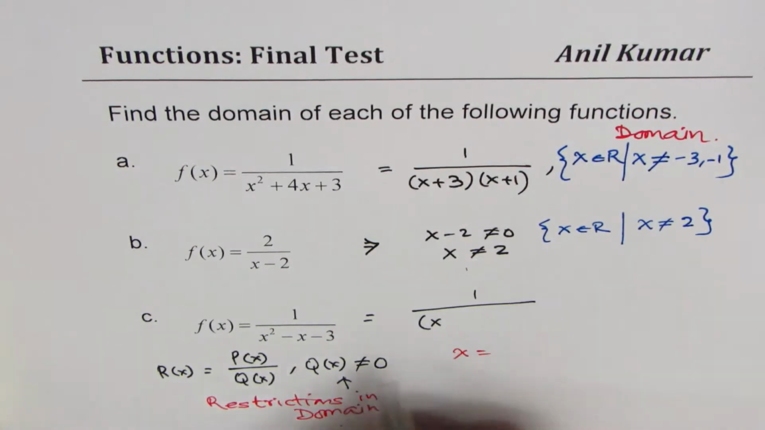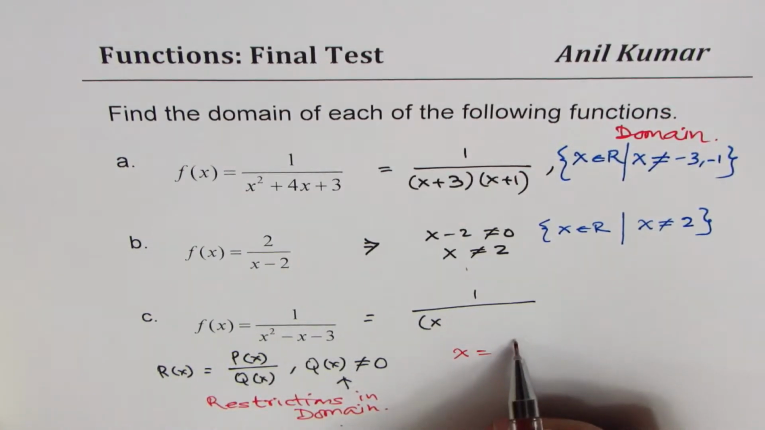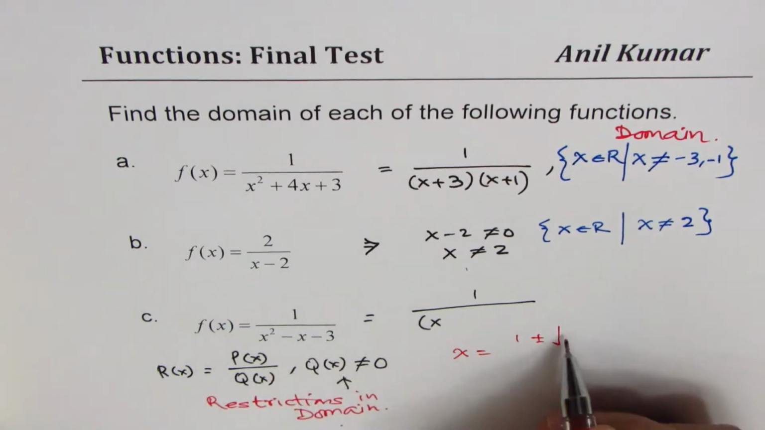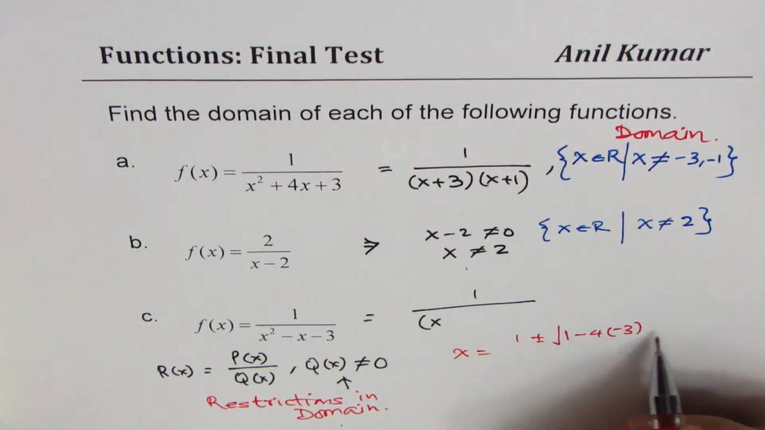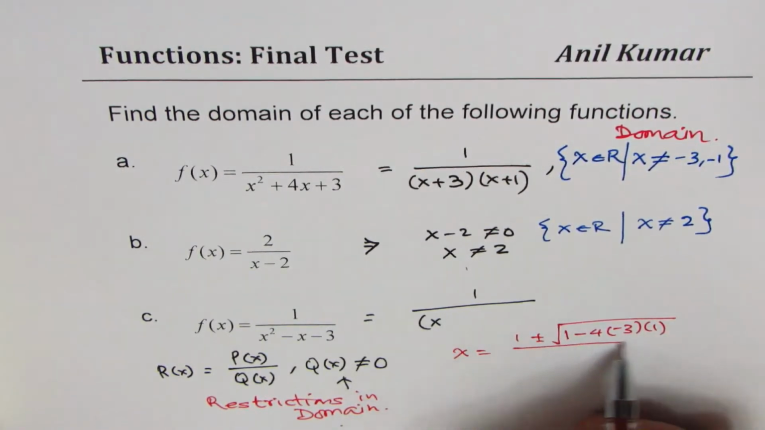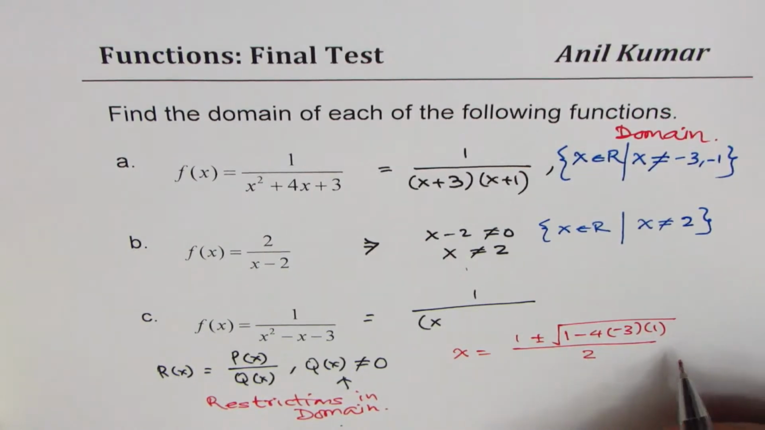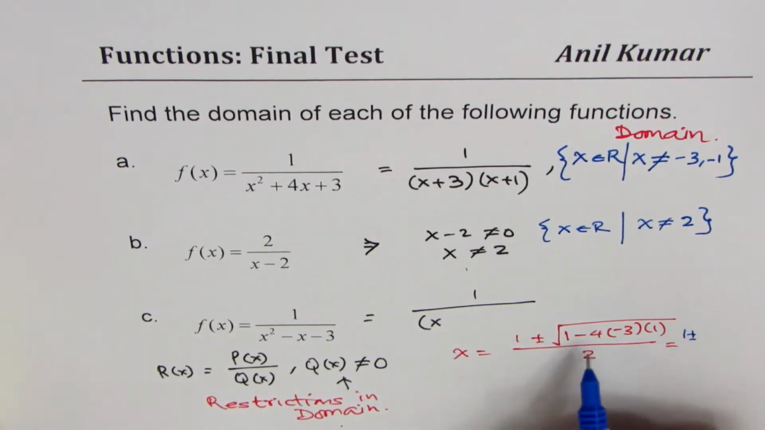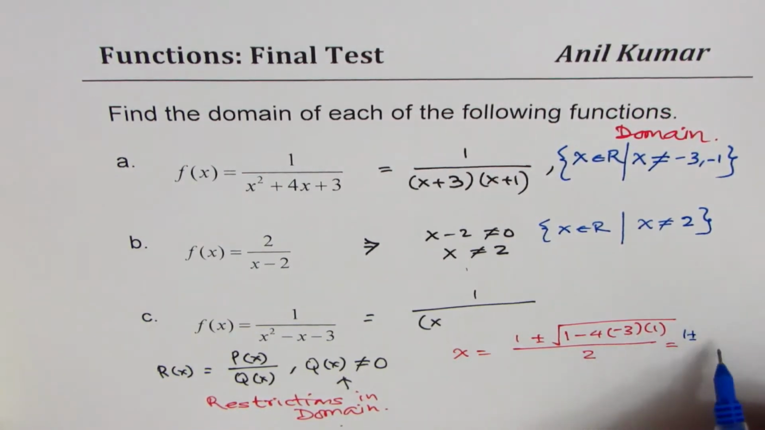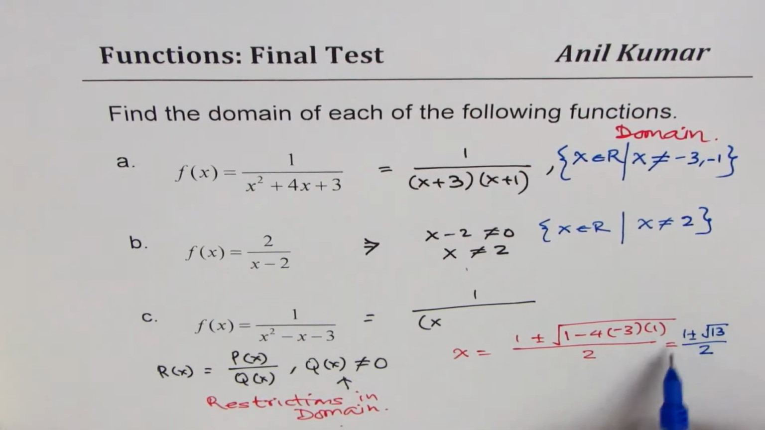So x equals minus b, which is plus 1, plus minus the square root of b squared, which is 1, minus 4ac, minus 4 times minus 3 times 1, let me write, over 2 times a, which is 2, right? So that gives you a value which is 1 plus minus, 4 times 3 is 12, and when you add it, it's the square root of 13 divided by 2, right? So these are the two values which are not valid, correct? So instead of factoring, you could write all this, but that's not required.